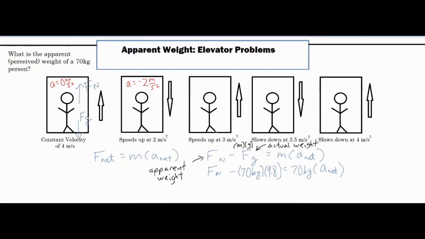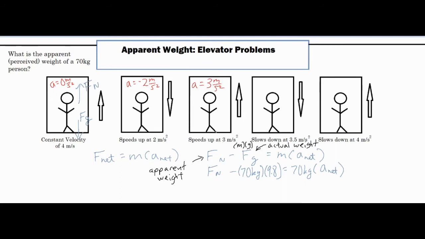For our third scenario, we're speeding up at 3 meters per second squared. In this scenario, we're going to need more force directed upwards, so our net force is directed up, and our net acceleration is going to be positive 3 meters per second squared. For our fourth scenario, it slows down at 3.5 meters per second squared.